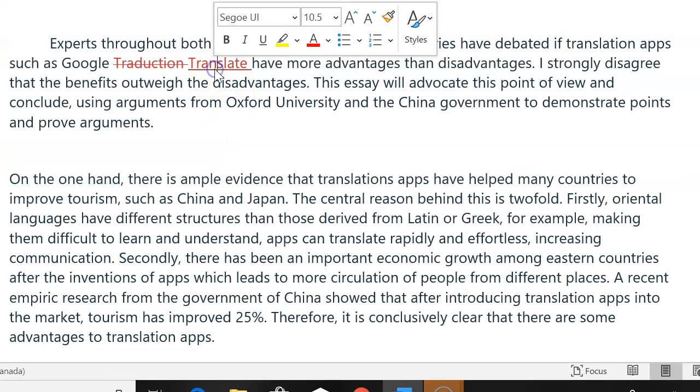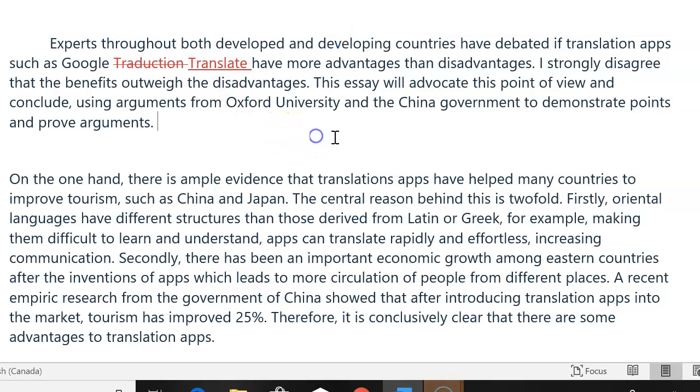Okay. So experts throughout both the developed and developing countries have debated if translation apps such as Google Translate have more advantages than disadvantages. I strongly disagree that the benefits outweigh the disadvantages. This essay will advocate this point of view and conclude using arguments from Oxford University and the Chinese government, to demonstrate points and prove arguments. Okay, this follows the C2 template that we offer. Just make sure that you add one main explanation here. I strongly disagree that the benefits outweigh the disadvantages because of this, and use your main reason.